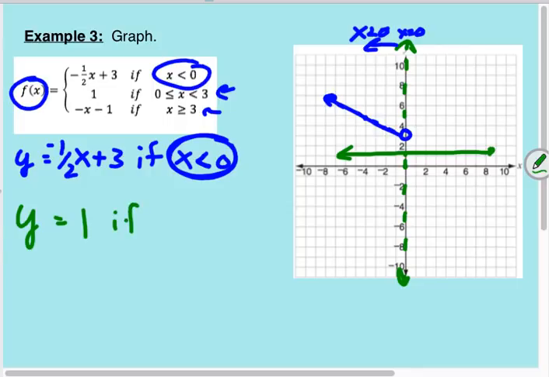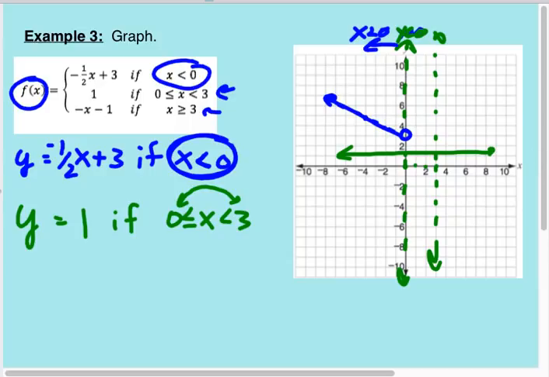Now, here's the big deal. If 0 is less than or equal to x, and x is less than 3, all this is saying is your graph is going between the points 0 and 3 for x. So here's x equals 0, 1, 2, 3. I'm just going to put a dotted line here at 3, and we only want the graph that's between 3 and 0. So right there.